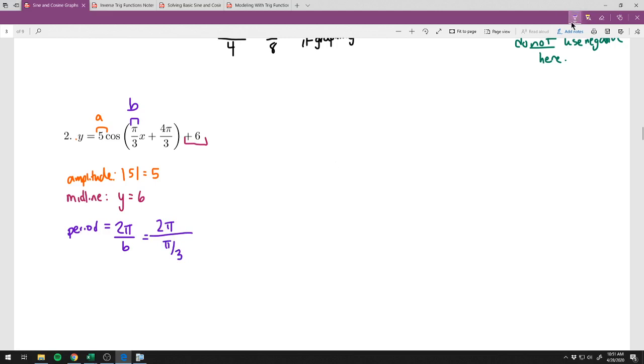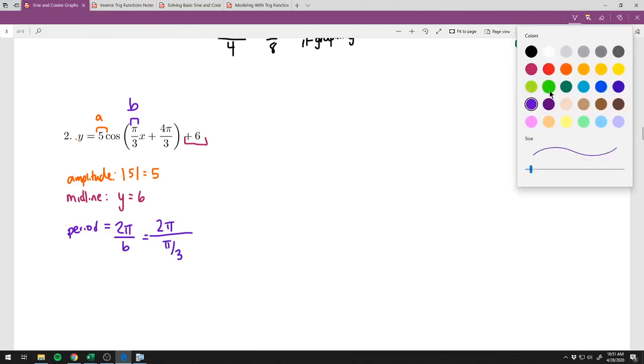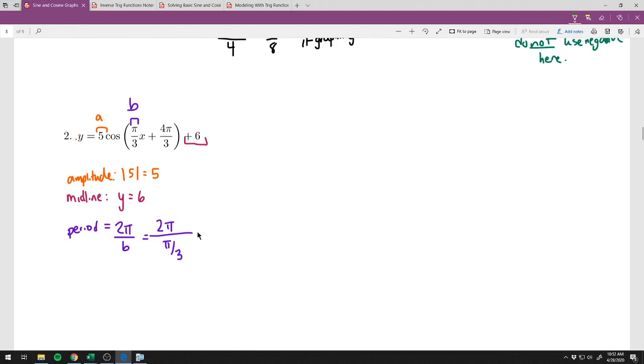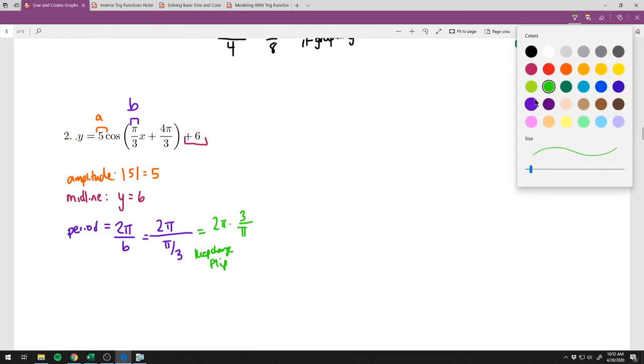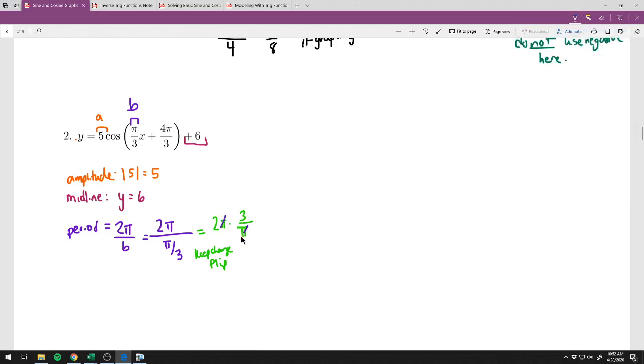Right, this is something we're dividing by a fraction, so we keep, change, flip. We multiply by its reciprocal. We get 2 pi times 3 over pi. And then the pi's cancel, and it gives us 2 times 3, which is 6. So our period is 6.